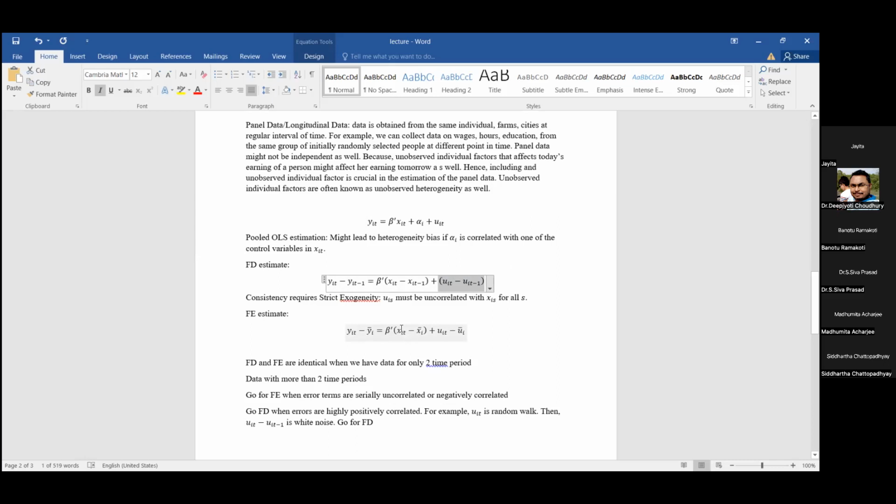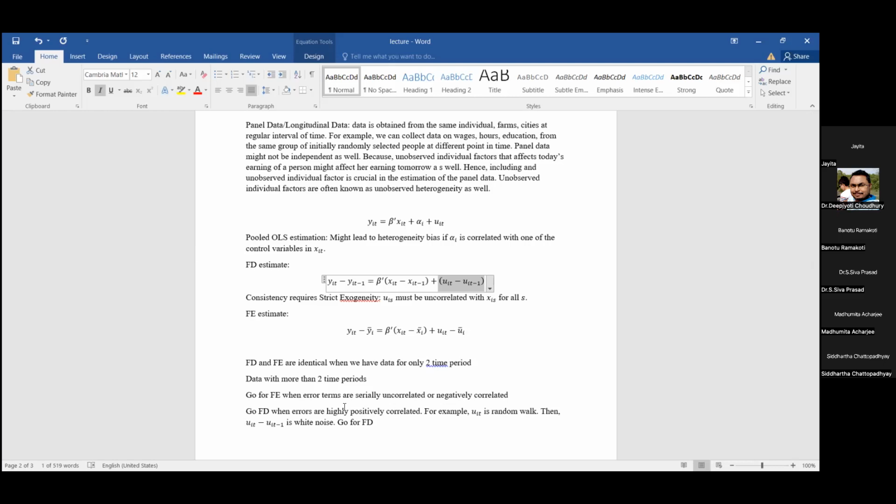Secondly, if some of the control variables have classical estimation error, then it's better to go for a fixed effect estimate than the first difference estimate. My fixed effect estimate is highly sensitive to the normality of the error term, the heteroscedasticity of the error term and all those, but my first difference estimate is not.